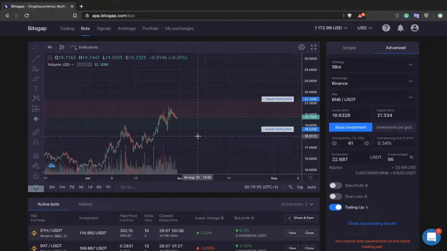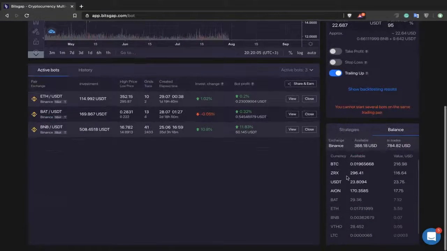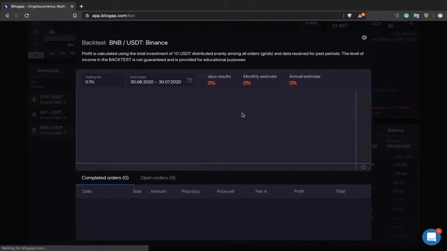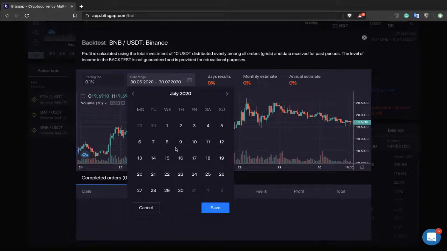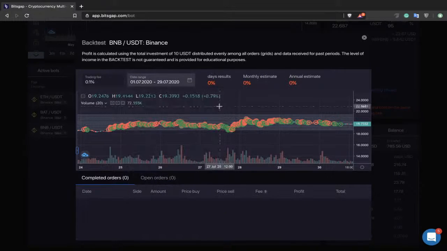It depends on your technical analysis, it depends on the fundamental analysis, and it depends on your risk appetite, all right? Once again, you have backtesting here, and you can select the date range. Let's say I'm interested in how the bot managed to accumulate profits on BNB, on this cryptocurrency, from the 1st of July until the 29th of July. I click on save, and here comes the result.